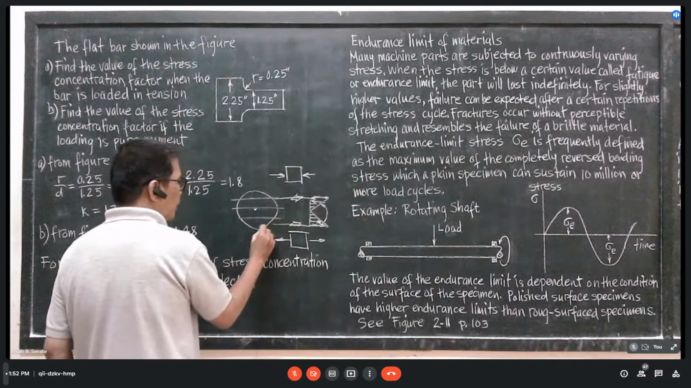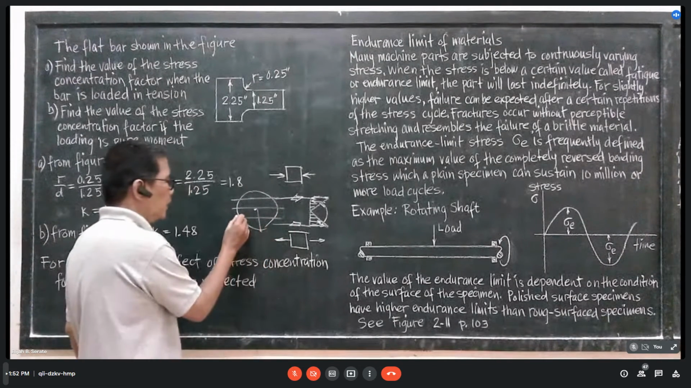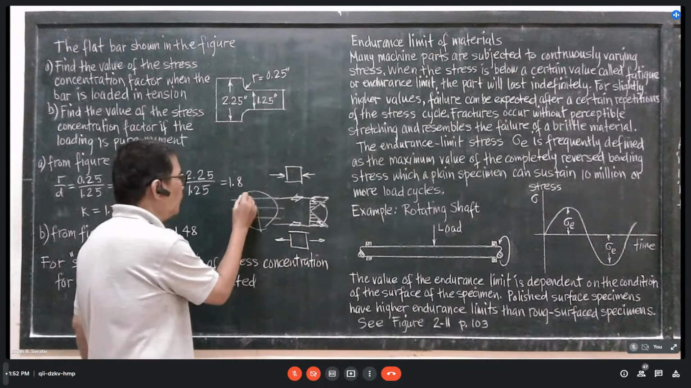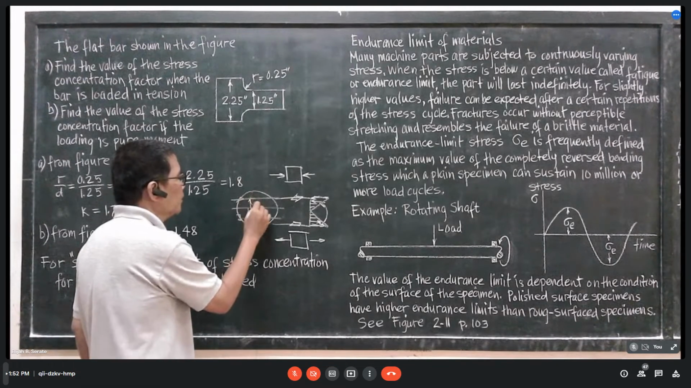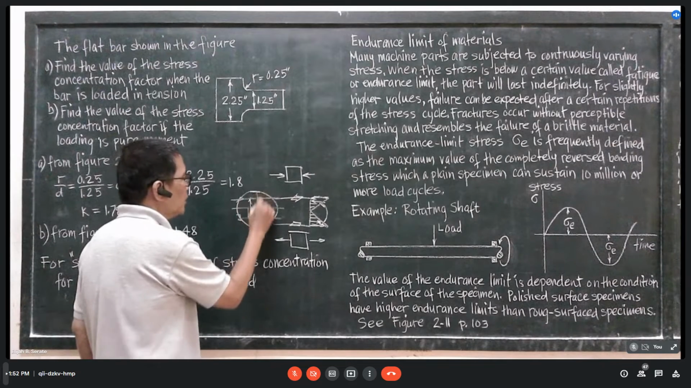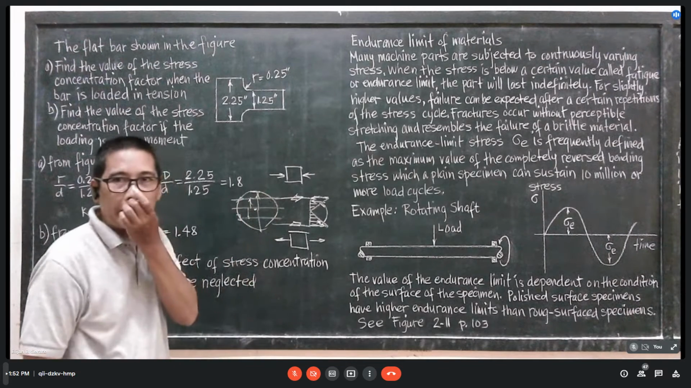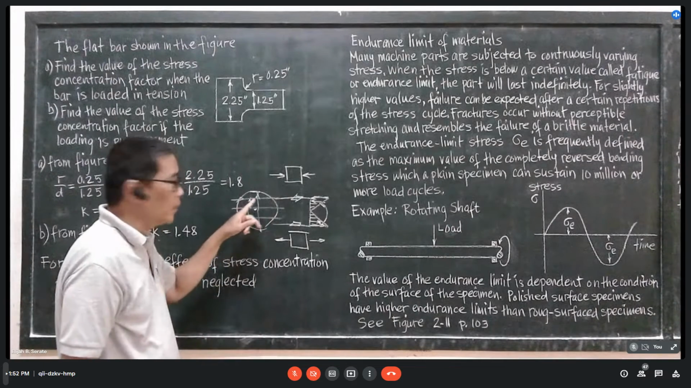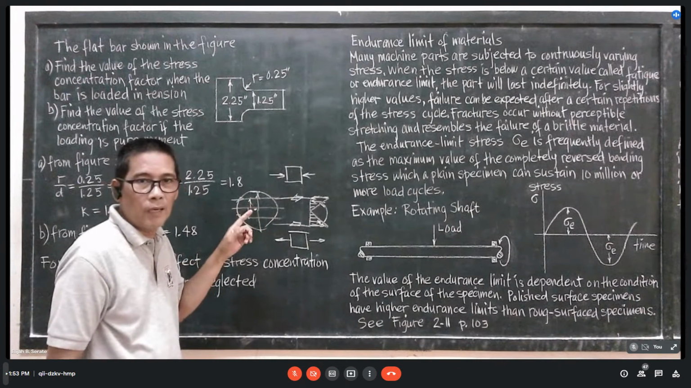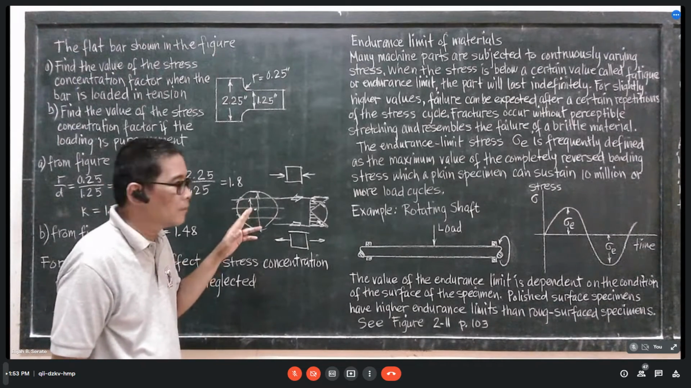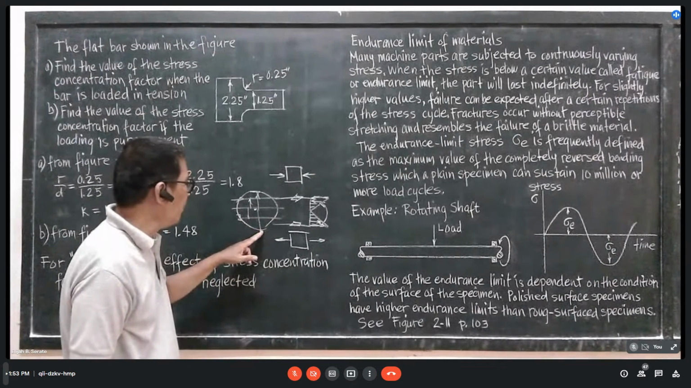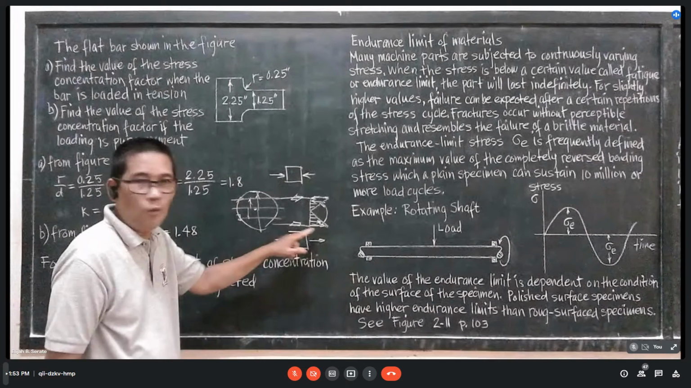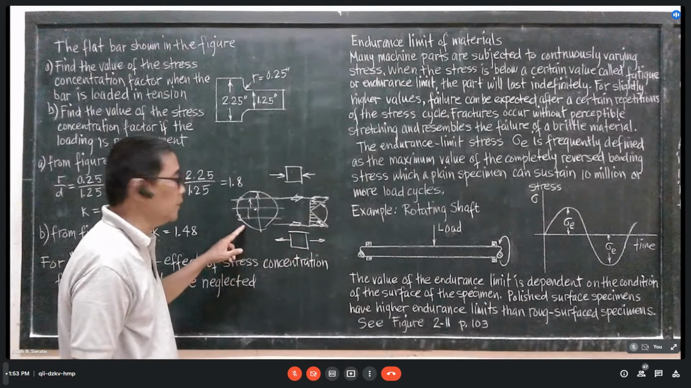Your C here will be the radius. However, when your element is here, that is your C. When your element is here, that is your C. C is the distance from the neutral surface to the part where you want to determine the stress. So basically, from here, it experiences maximum tensile load and gradually reduces.